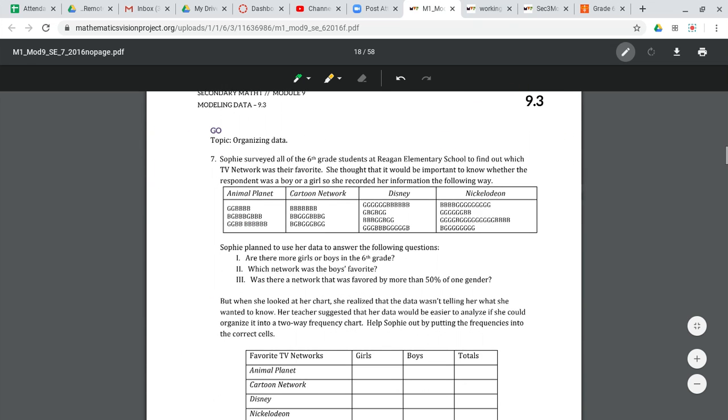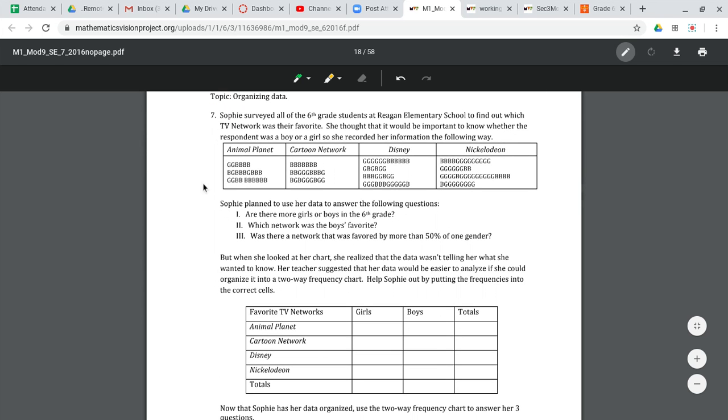All right. This last section is very similar to what we just looked at, so I'm just going to explain it to make sure you understand what you're looking at here. You're organizing the data. So Sophie surveyed all the 6th grade students at Reagan Elementary School to find out which TV network was their favorite. She thought that it would be important to know whether the respondent was a boy or girl, so she recorded her information in the following way. So we've got all her data that she collected. So she looked at Animal Planet, Cartoon Network, Disney, and Nickelodeon. And so she's got that all listed down here.